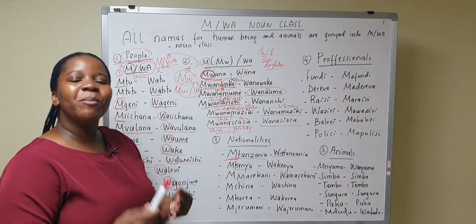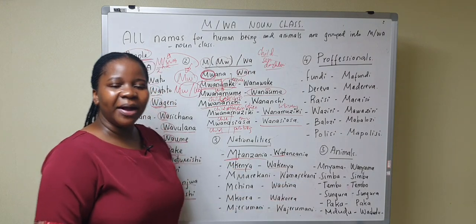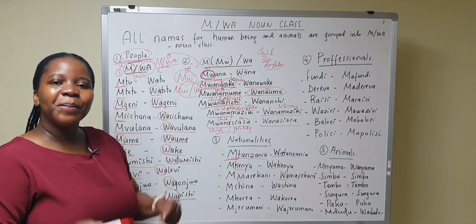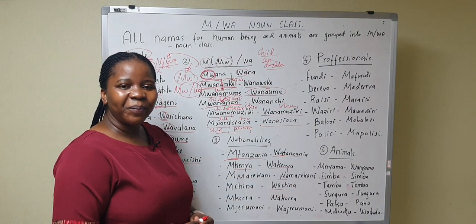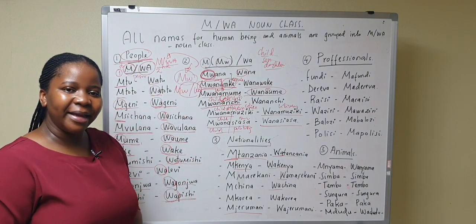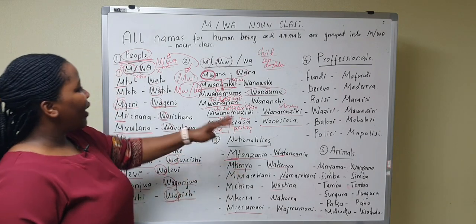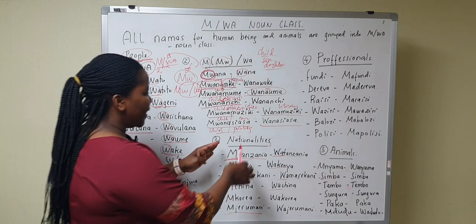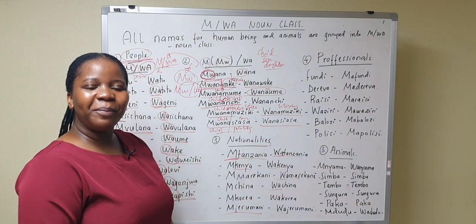China, in Swahili we say mchina, Chinese. In plural we say wachina. Korea, Korean. In plural we say wa Korea. Mjerumani, German. In plural, we say Wajerumani. So this group is for nationalities and is also in class 1 and 2, which is the wa noun class. Tanzania, wa Tanzania. Kenya, wa Kenya. Filipino, wa Filipino.